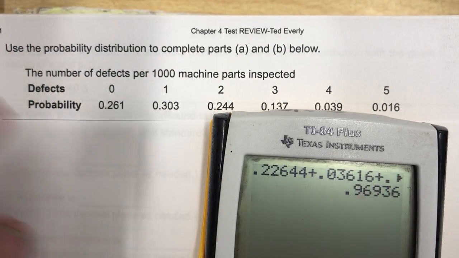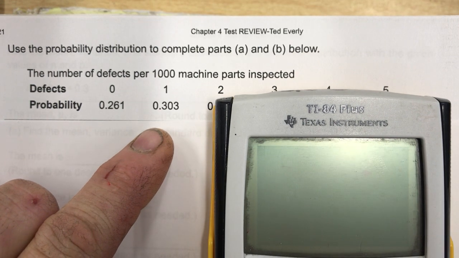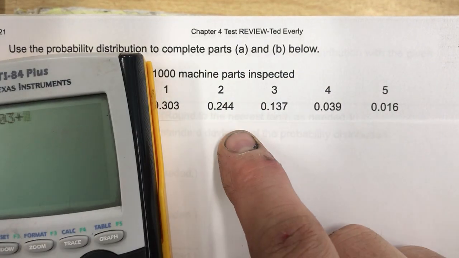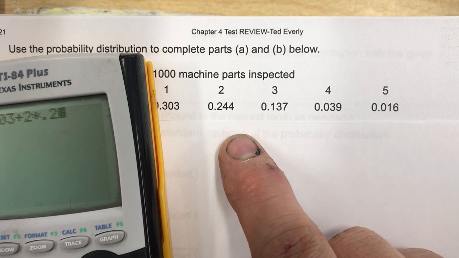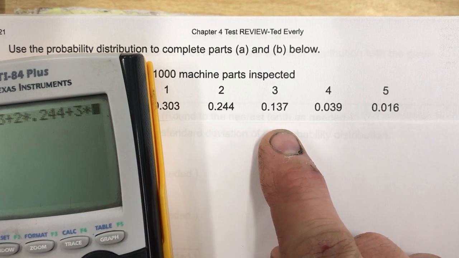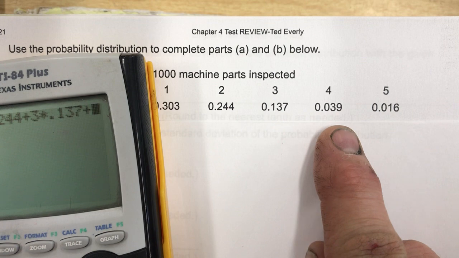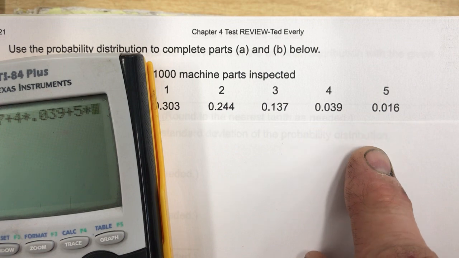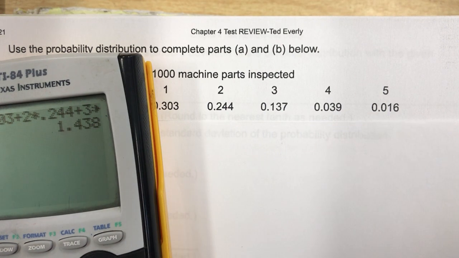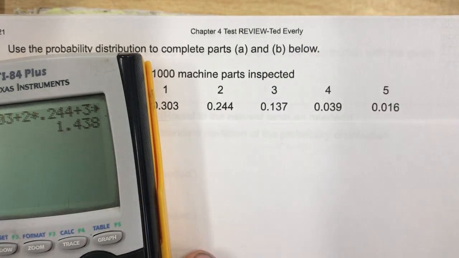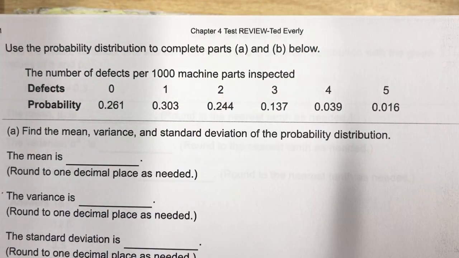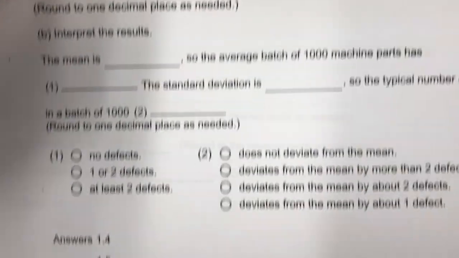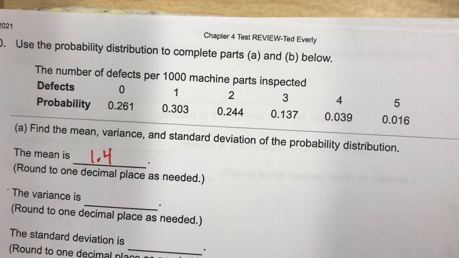Okay, so 0 times this is 0, so I won't worry about that one. All right, 1 times 0.303 plus 2 times 0.244 plus 3 times 0.137 plus 4 times 0.039 plus 5 times 0.016, and I got this right here, 1.438, and it says round 1 decimal place, so 1.4. Okay, and look there, we're good. We got 1.4.